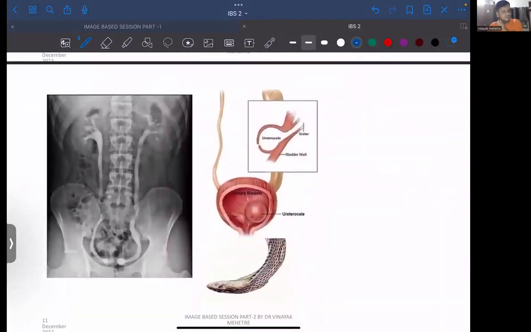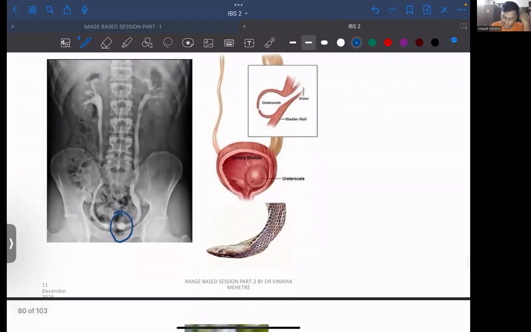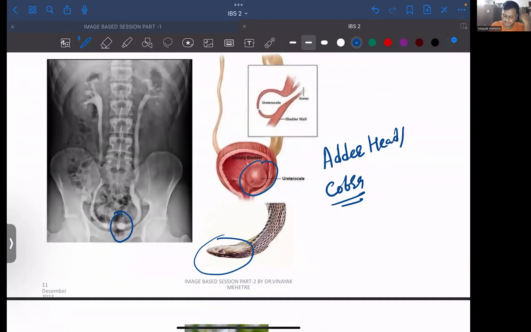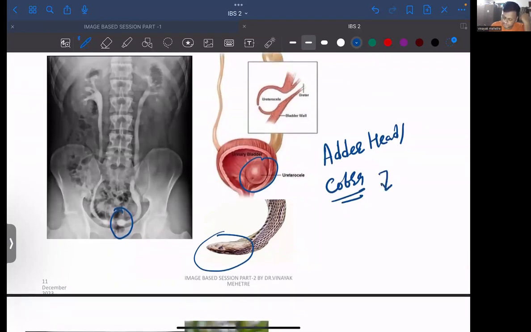थोड़ा सा बच्चा है, 20-30 इमेज। Take a look over here. It is called as adder head or cobra head. हम इसे क्या बोलते हैं? Adder head or cobra head. It is seen in what? Ureterocele. It is seen in ureterocele. ठीक है? चल.